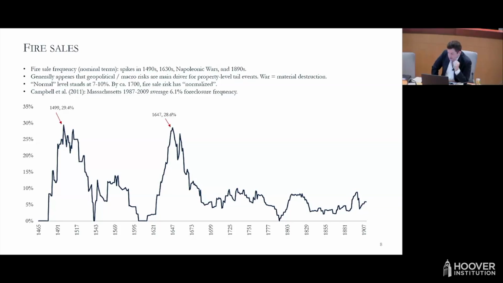After the 30 Years' War, however, we declined to a level of, call it 5 to 6% in normal times. We get these occasional spikes over the Napoleonic Wars, for instance, but we seem to have this big secular decline in fire sale risk for the individual housing level. And interestingly, this level, call it 5.5 to 6% or so, is closely comparable to the level that Campbell measure in their paper for normal times in the US housing markets based on Massachusetts data.